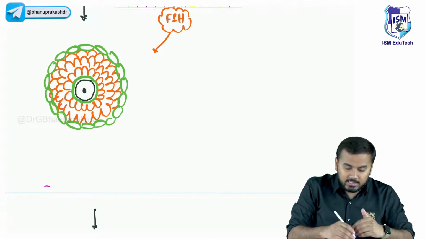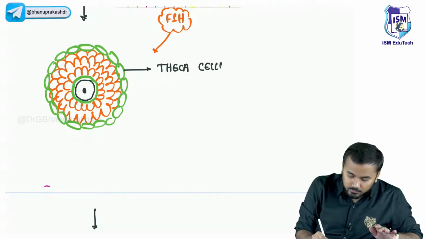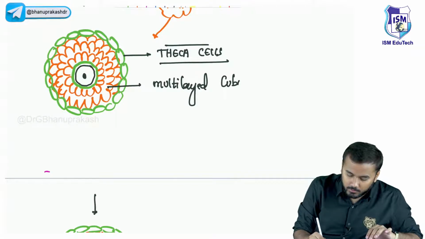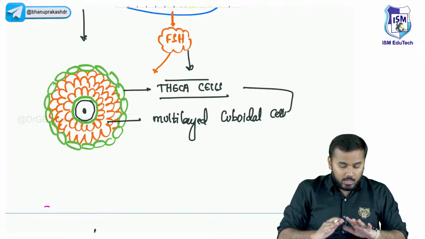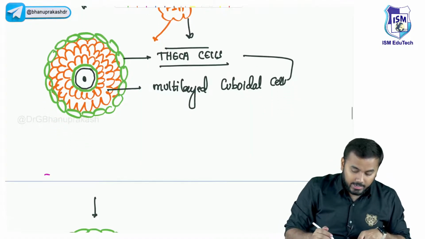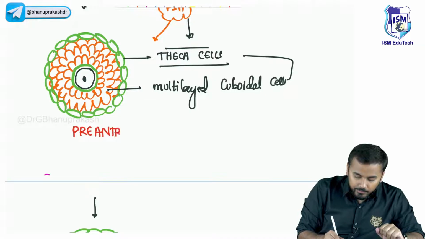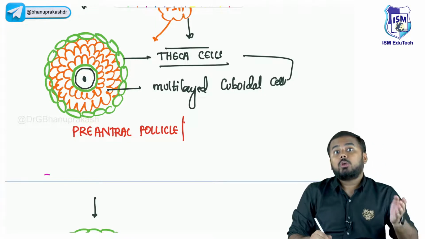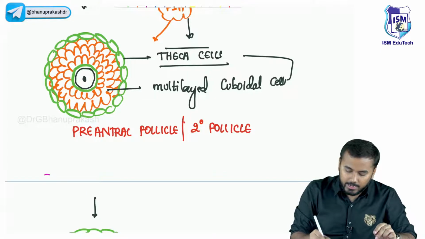So what are the things present right now? These cells are called theca cells, and these are the proliferated, multi-layered cuboidal cells. Why is it happening? Because of the effect of FSH. Okay, this stage you can see right now is called the pre-antral follicle. Or you can also call it a secondary follicle. Pre-antral or secondary.